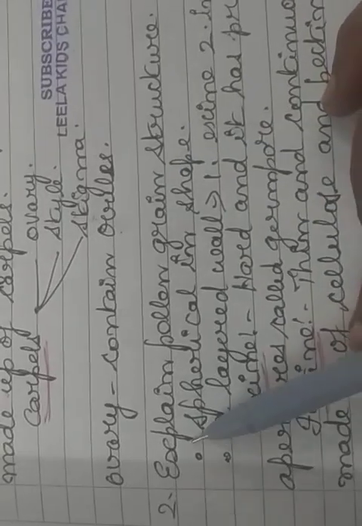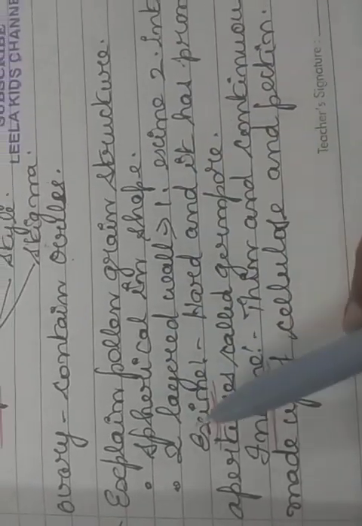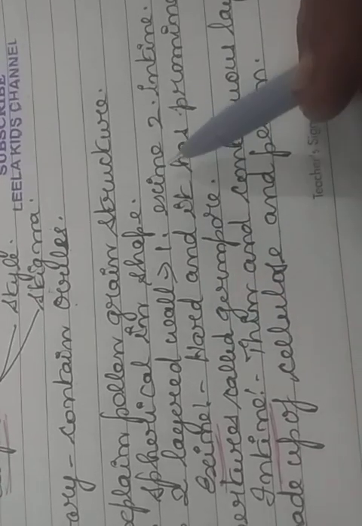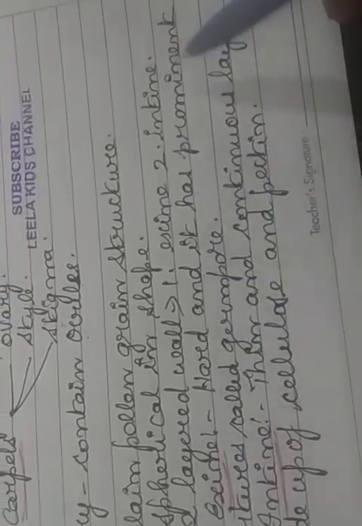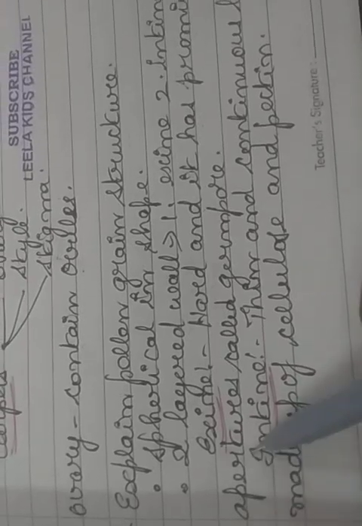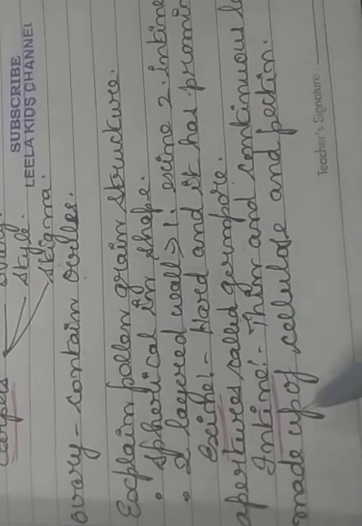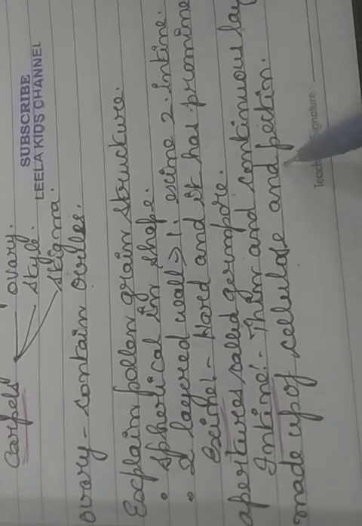Ovary contains ovules. Explain pollen grain structure. It is spherical in shape with a 2-layered wall, exine and intine. Exine is hard and has prominent apertures called germ pores. Intine is a thin and continuous layer made up of cellulose and pectin.